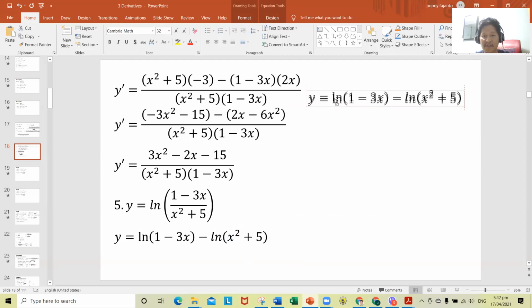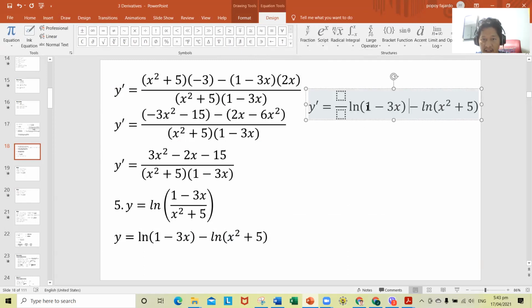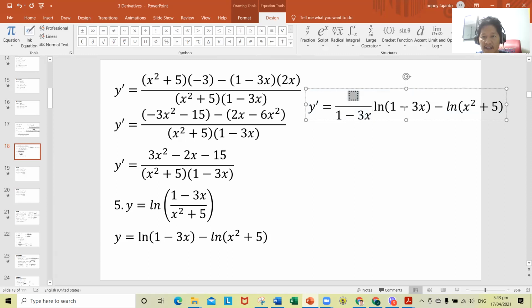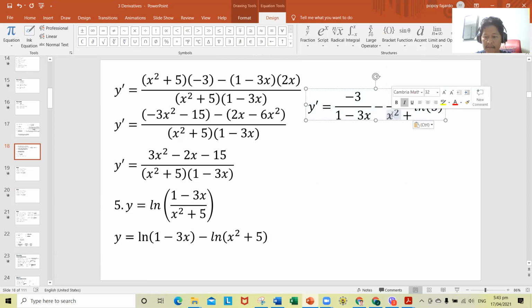Di ba? So when you take the derivative, okay? Paano ulit ang pagkuha ng derivative? We just have to have a simpler way of taking the derivative. Ilalagay lang natin ulit yung 1 minus 3x, okay? And then derivative ng 1 minus 3x, so magkakaroon ng negative 3. Minus, ganun ulit. Tapos, sa numerator niya, 2x.